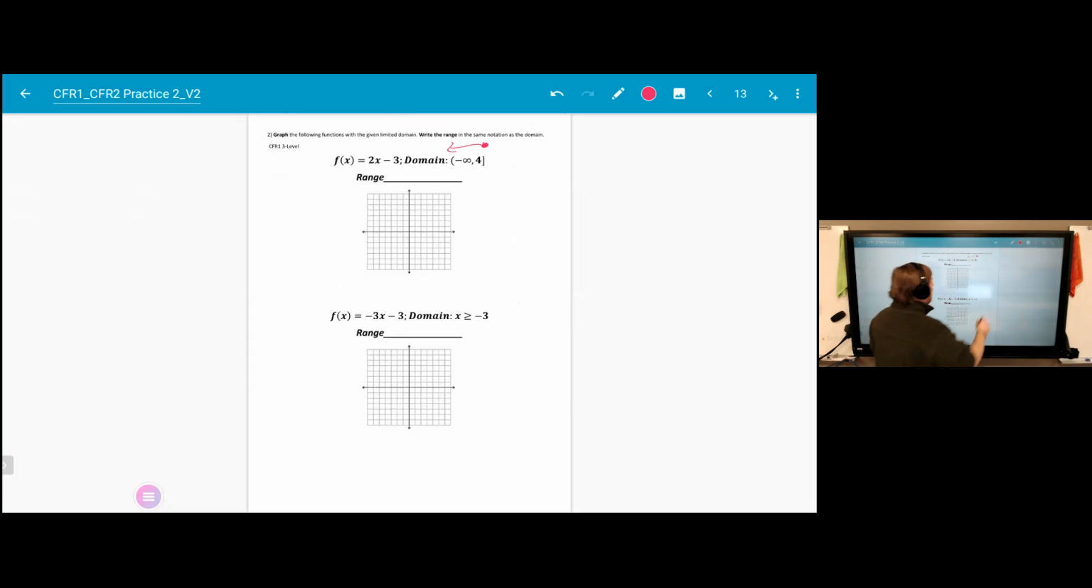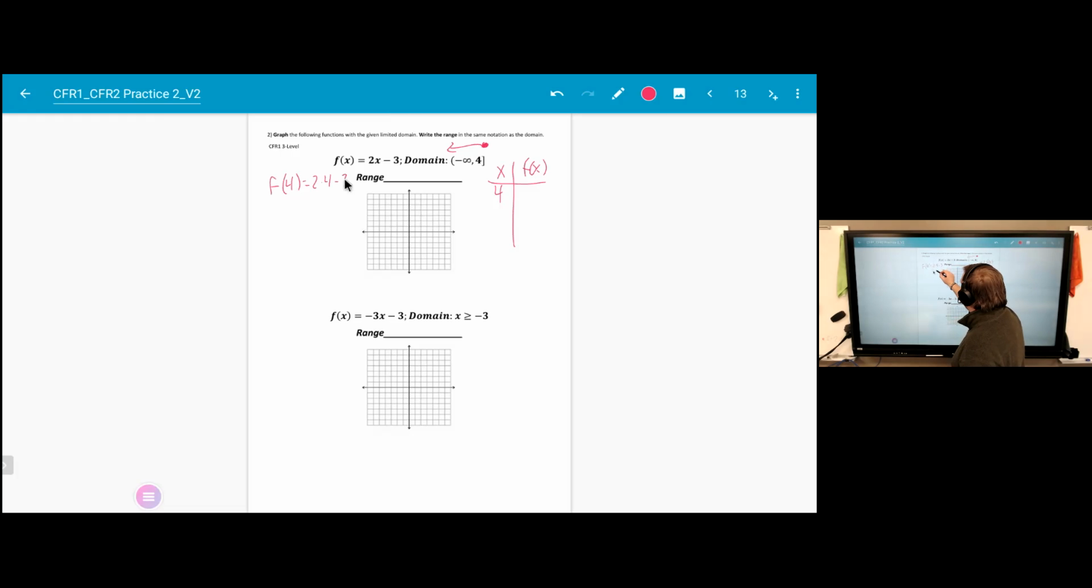Okay, so here's one way to think about it, right? When x is 4, what is f of x? What's the value there so we can get this point? So the value of the function when x is 4 is 2 times 4 minus 3. 8 minus 3 is 5. So I plot the point 4 comma 5. 1, 2, 3, 4. 1, 2, 3, 4, 5. And that's a closed point because of that bracket. And again, remember, this is interval notation. So I'm going to want to write the range in interval notation.